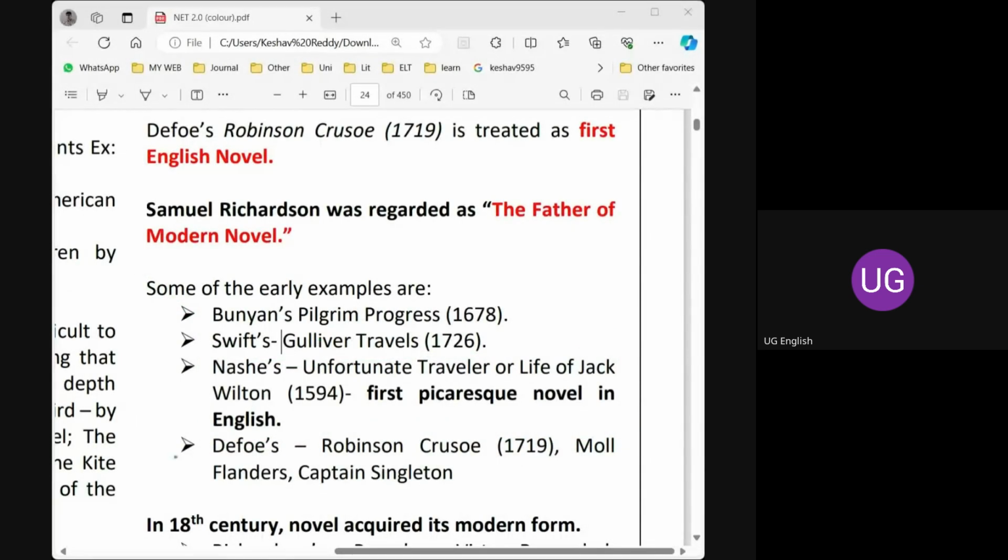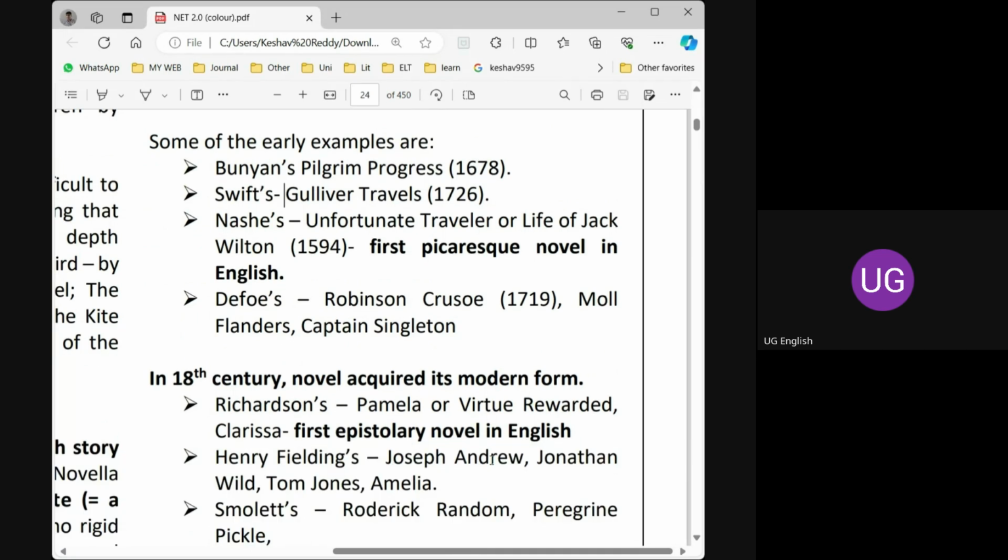So very important. And we discussed Defoe's Robinson Crusoe, and the other works, Moll Flanders and Captain Singleton. Do you have any idea about Robinson Crusoe or Moll Flanders or Captain Singleton? His novels are very specific, and all the novels have a similarity. Can anyone answer my question? If you know, it's okay. Otherwise, we'll move to the next topic.